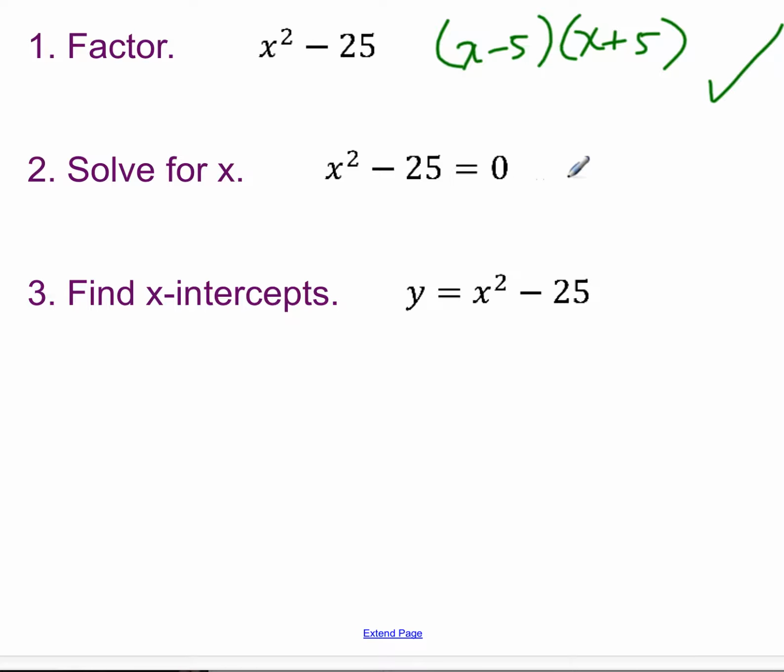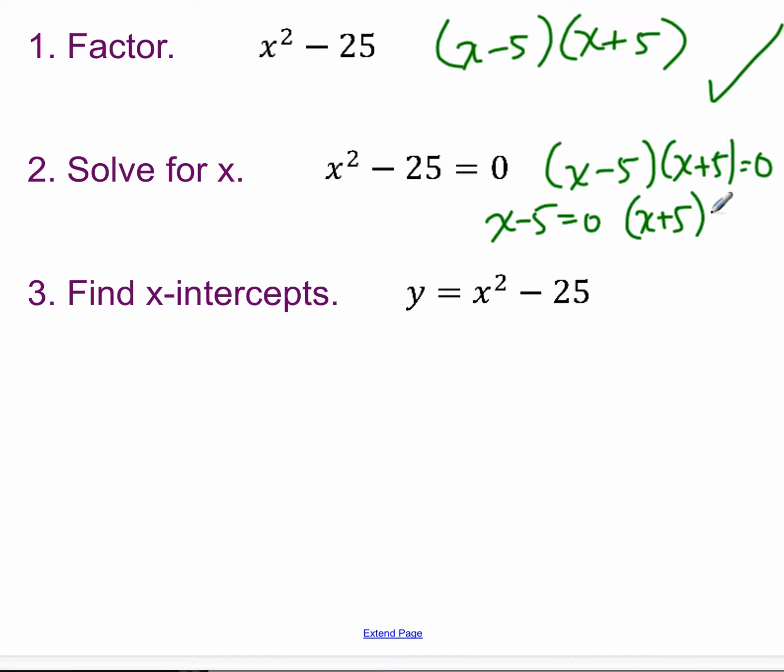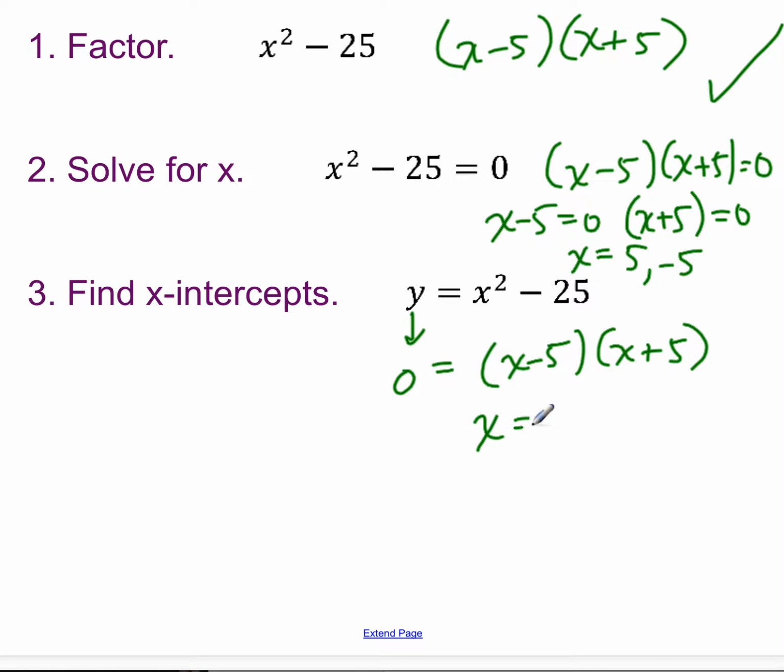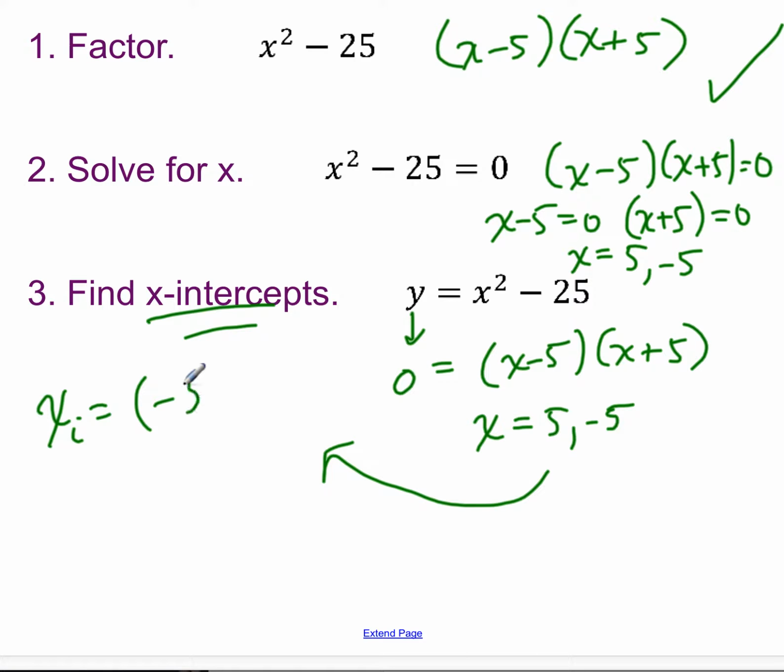This one, solve for x. I care what x equals. So I have to do x minus 5, x plus 5, but it still equals 0. So I set each one equal to 0. X minus 5 equals 0. X plus 5 equals 0. And I solve and I get x equals 5 and negative 5. This one, I sub in a 0 for y and I factor. I'm going to go quickly. I got that, but now I have to state it so that it says x-intercepts. My x-intercepts are negative 5, 0 and 5, 0.